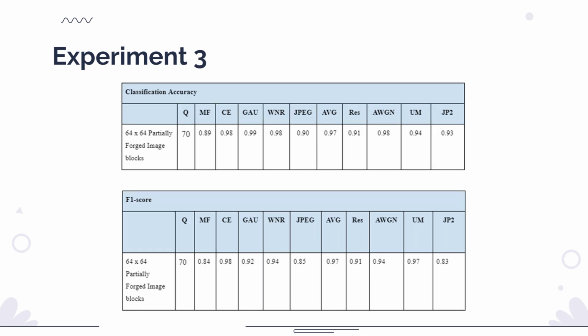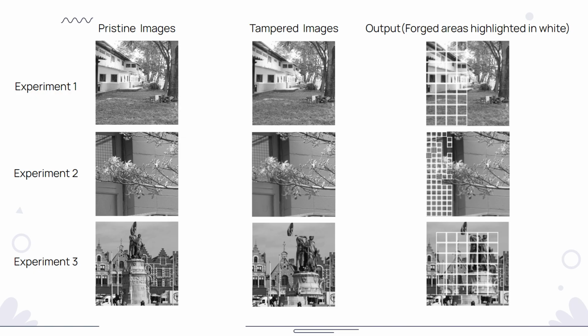For experiment 3, the accuracy score in detecting partially forged image blocks for sizes 64 by 64 with quality factor of 70 is fairly high. Sample outputs are as shown for experiment 1, experiment 2, and experiment 3.